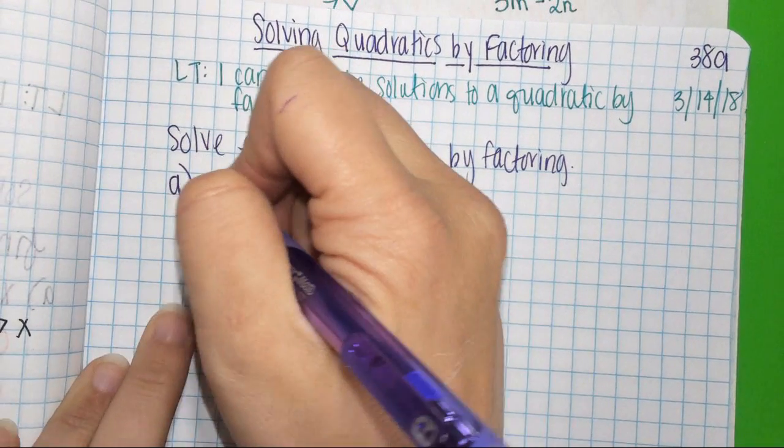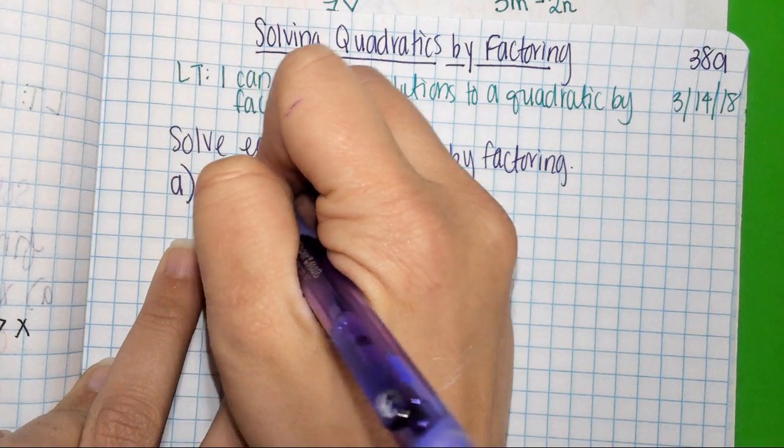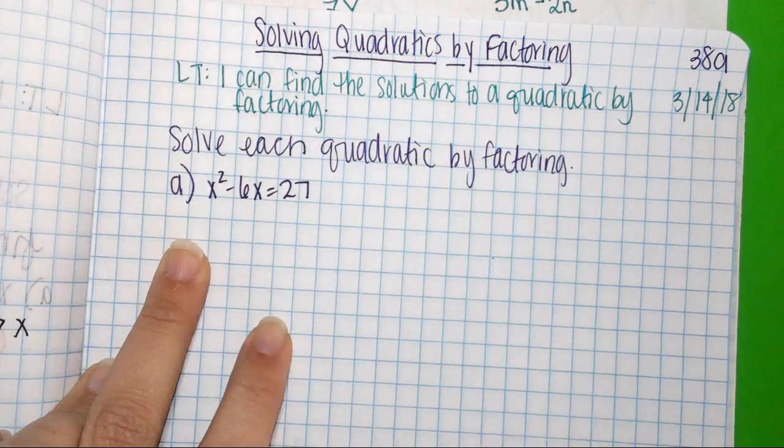Alright, so we're going to start with x squared minus 6x equals 27.